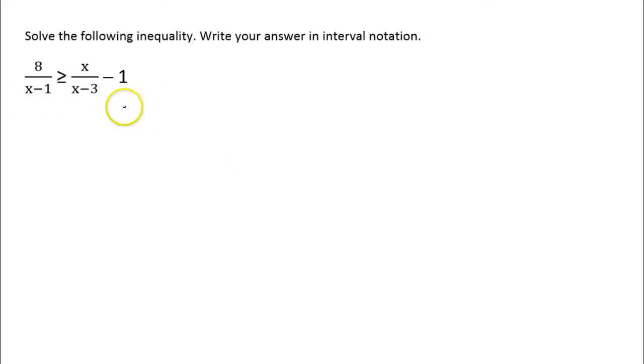Let's solve this rational inequality. As soon as I see this greater than or equal to sign, I know it's going to be one of those problems where we graph our solution set on a number line, starting with some critical values, and then doing test values to see where the solutions are. But how do we find those critical values that go on the number line?